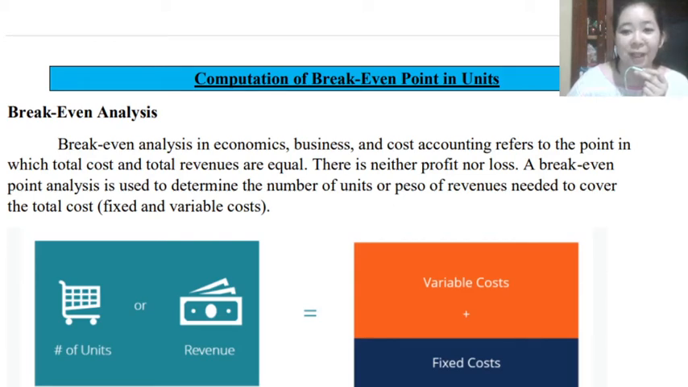Okay, so this next video lecture is still the continuation of our Module 4 CVP analysis. So we are now in the break-even point in units computation. So here, break-even analysis in economics, business and cost accounting refers to the point in which your total cost is equal to your total revenues. So basically, at this level of sales in units and revenues, there is no profit nor loss. Okay, so again, your cost is just equal to the level of revenue.